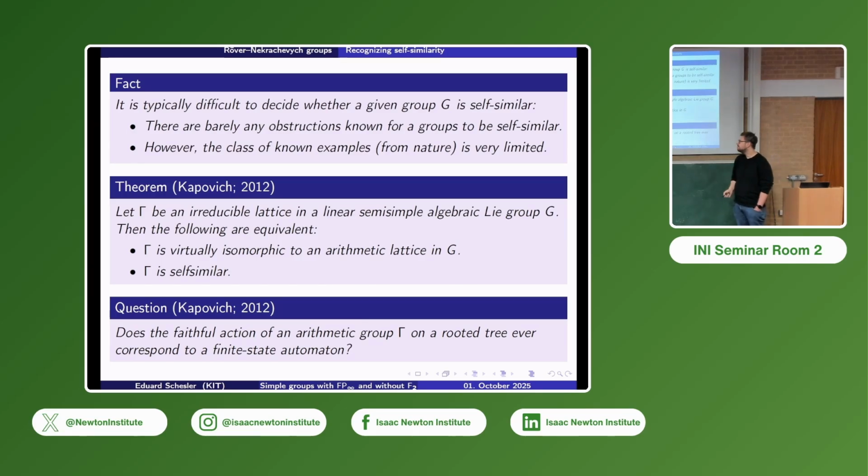Say anything about obstruction. You said it's very hard to obstruct self-similarity, but there are a lot of lattices there that he's saying are not self-similar. Can you say what? Okay.